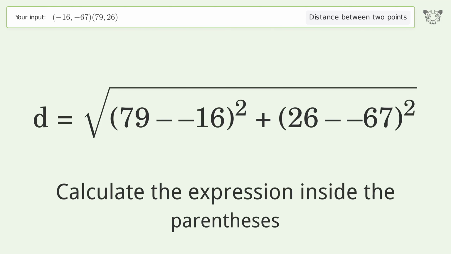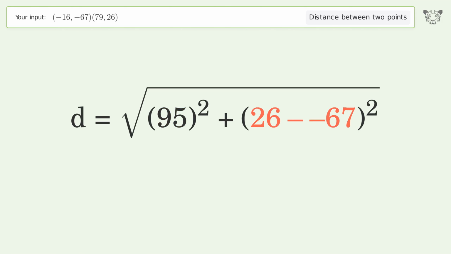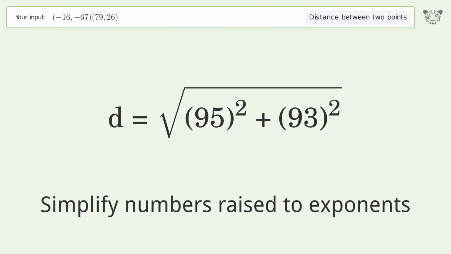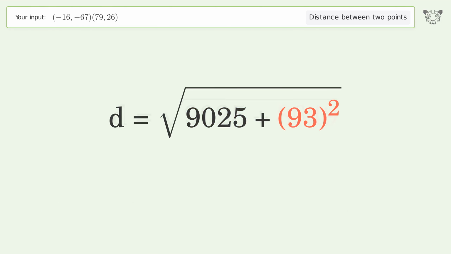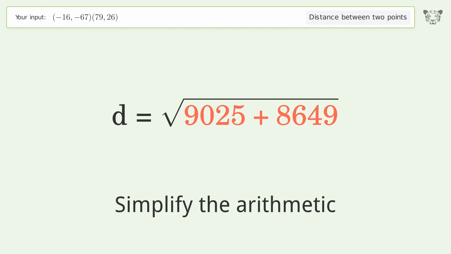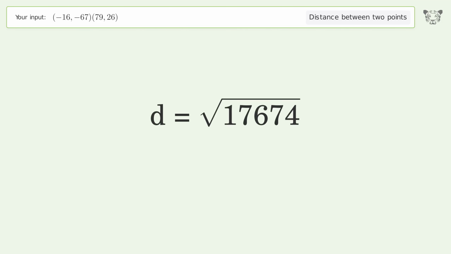Calculate the expression inside the parentheses. Simplify numbers raised to exponents. Simplify the arithmetic. And so the distance between the 2 points is the square root of 17,674 or 132.944.